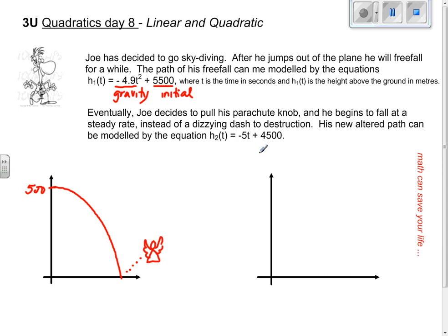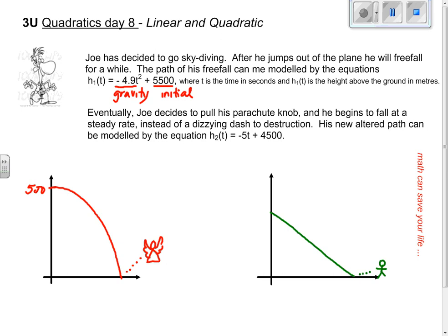Minus 5t plus 4,500 would be a straight line type of a deal, which is a nice gentle fall, and he can walk away happy and safe. But he's a bit of a daredevil, and he wants to kind of balance those and find the point that he has to pull that parachute knob in case, so that he doesn't die.